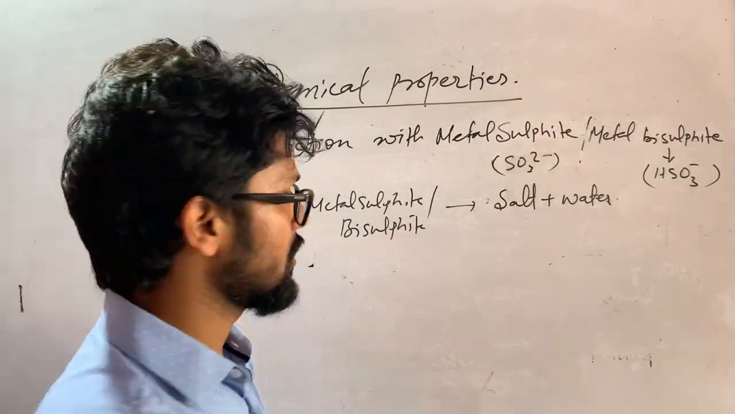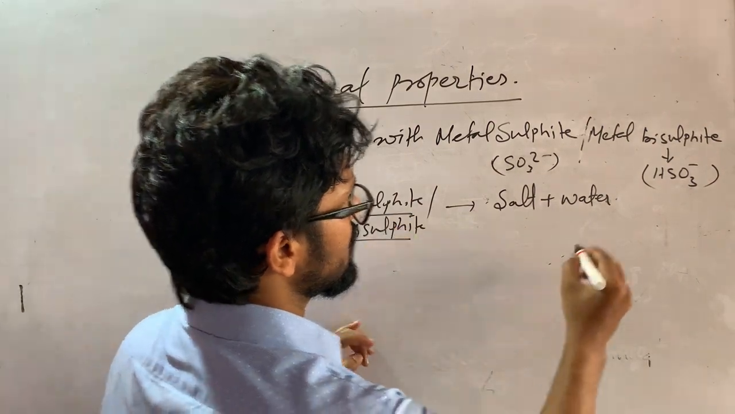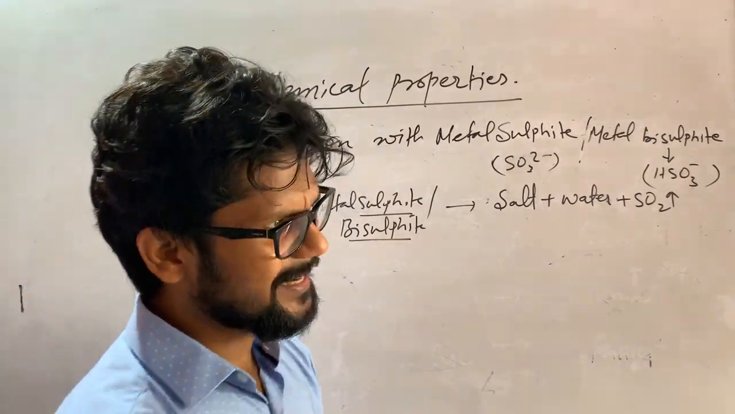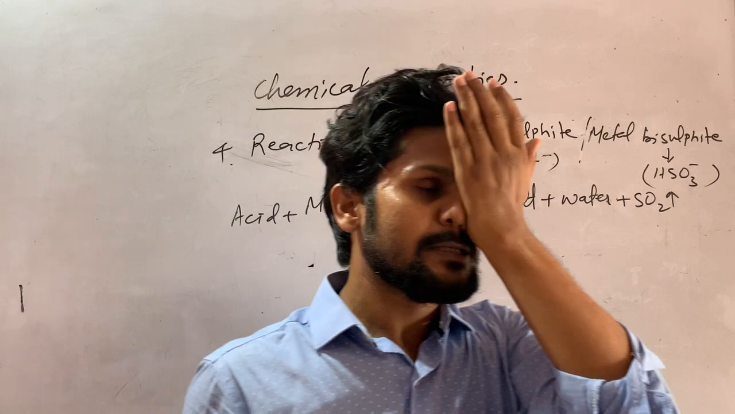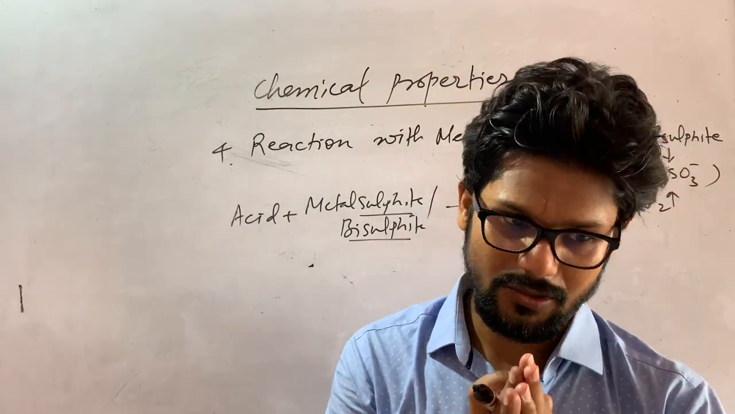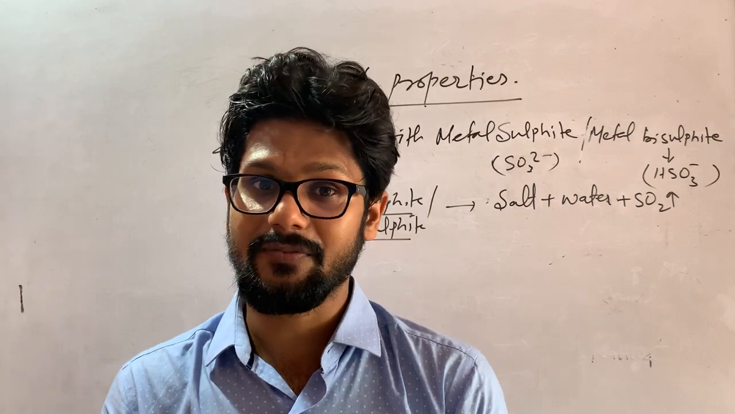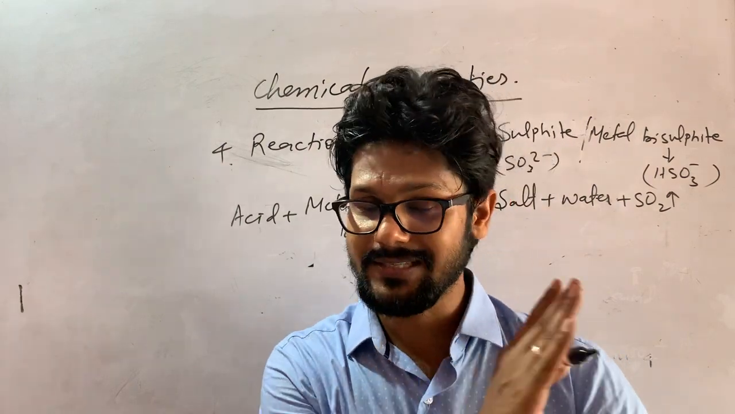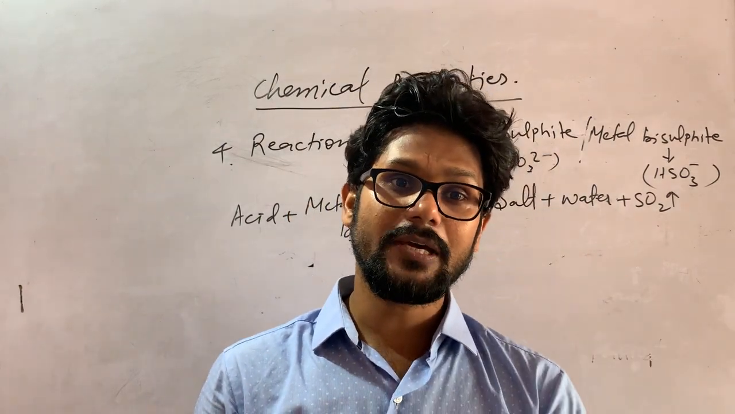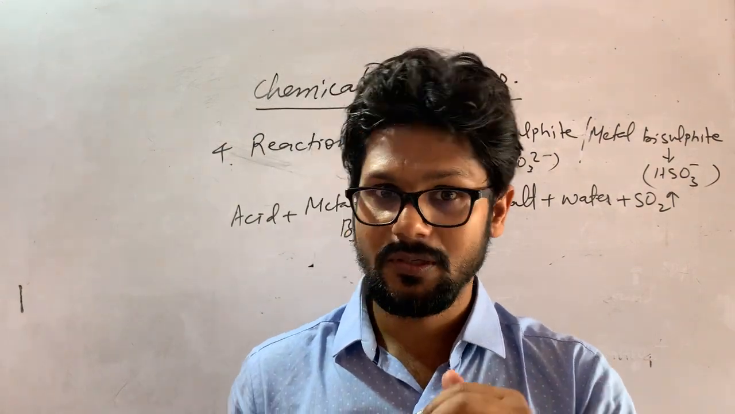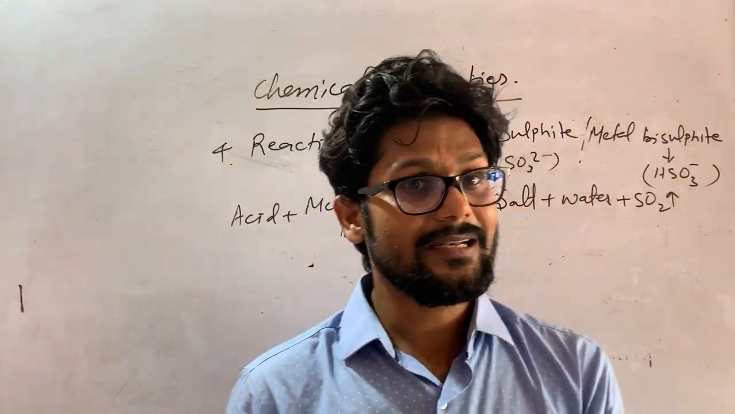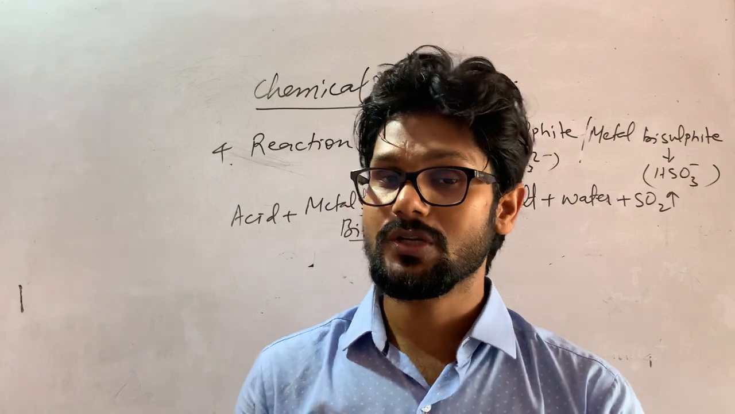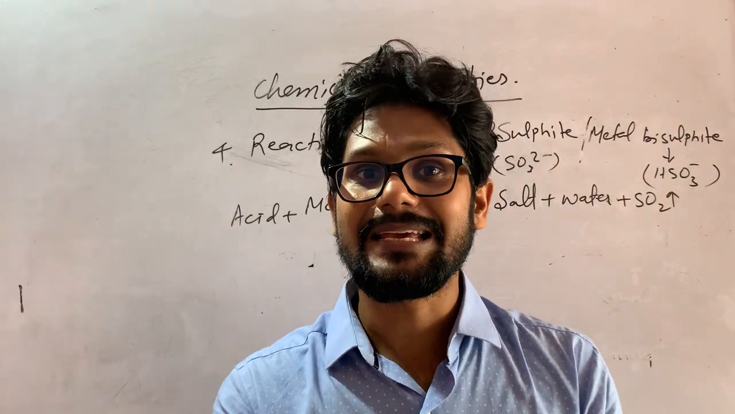Now here is a little change. When sulfite or bisulfite reacts, it will give sulfur dioxide gas. Okay, again a question can come, how will you recognize sulfur dioxide gas? You have also studied this in class 7. Sulfur dioxide turns lime water milky like carbon dioxide, but here is the difference. Carbon dioxide has no effect on acidified potassium dichromate solution, right? But sulfur dioxide turns acidified potassium dichromate solution from orange to green.